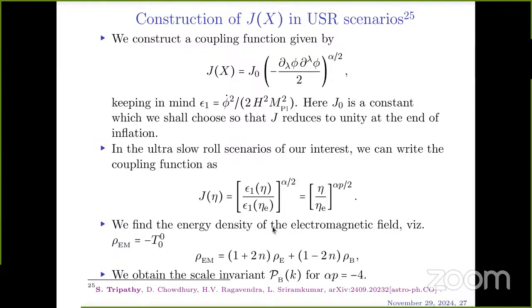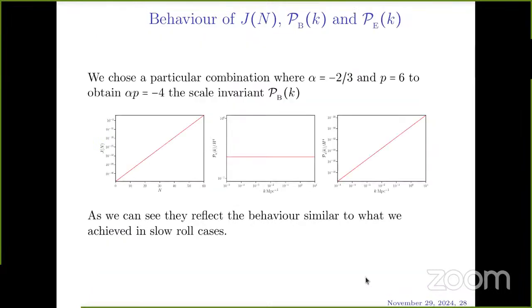So for this kind of coupling function, the electromagnetic energy density also is modified. These are additional coefficients which appear before the energy density that we have considered earlier, when the coupling is just a function of time. And we see that for this particular choice of coupling function, we can arrive at a scale invariant behavior of PB for this combination to be -4. So this is how the coupling function looks.